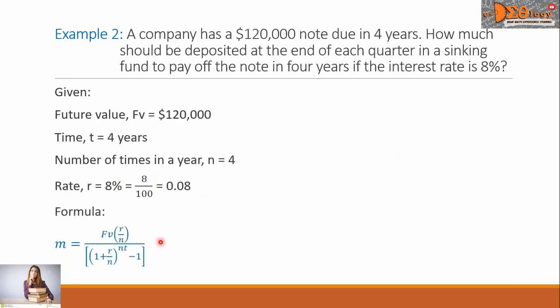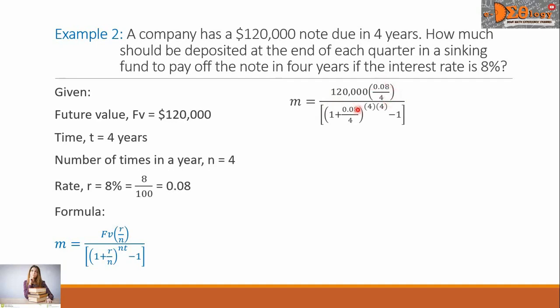Our big formula is now here. So let us now start doing the substitution. Our M equals the FV, or the future value, is now 120,000 times the fraction R over N. So this is now 0.08, that is the R, over 4, that is the N.